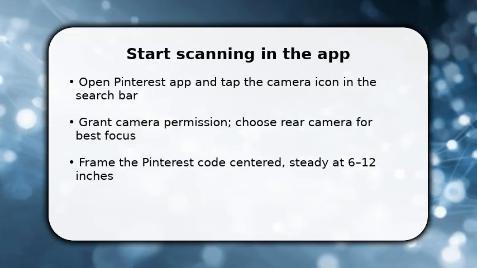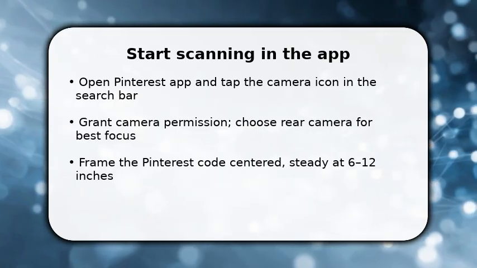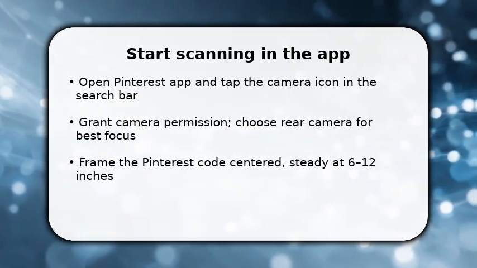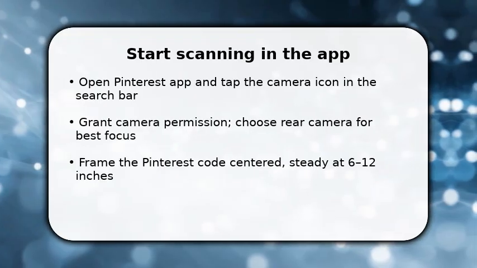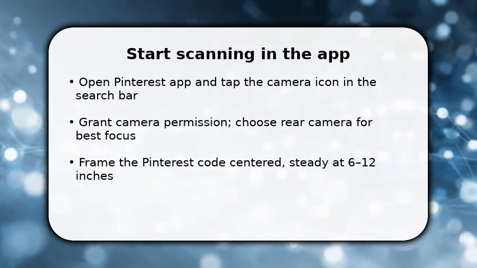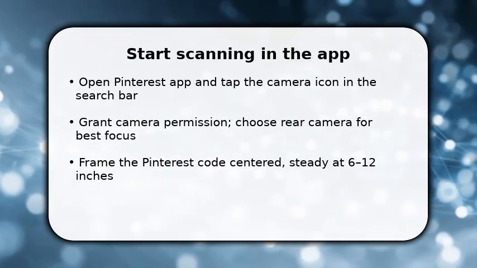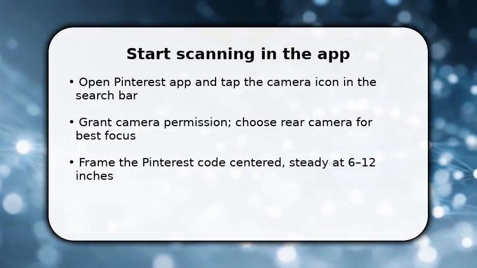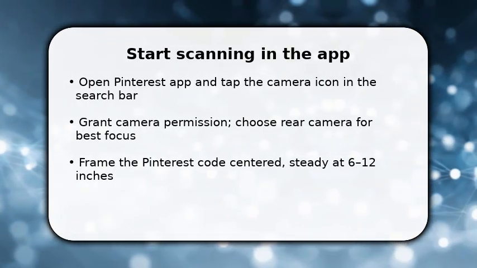You open the Pinterest app and tap the camera icon in the search bar to start scanning right away. Give the app camera permission if prompted so the scanner can access the lens. Then, position the rear camera about 6 to 12 inches from the code, center it in the frame and hold steady. This reduces blur and speeds recognition.